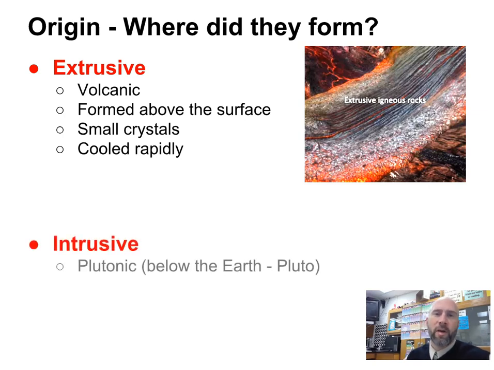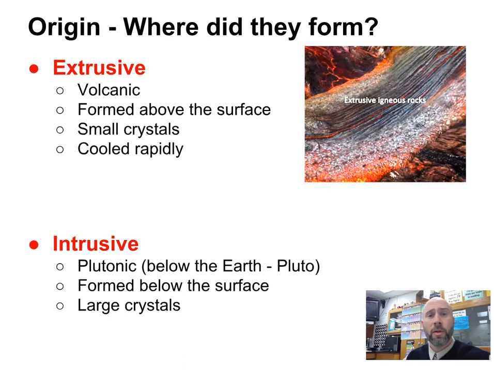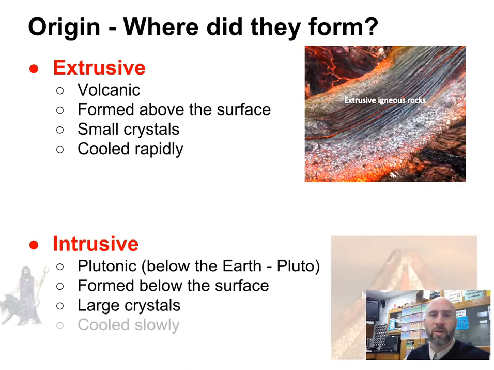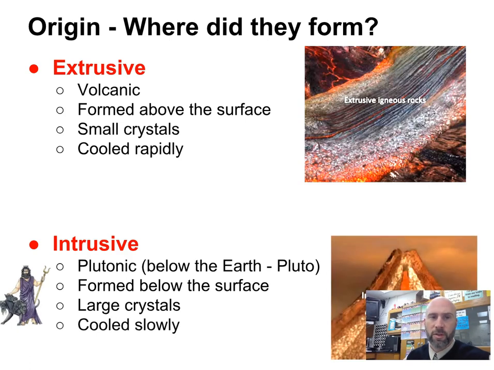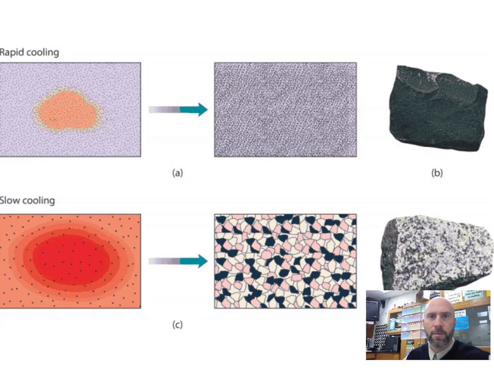Now, intrusive rocks are when magma cools inside of the earth very slowly over time. And because they form very slowly over time, that gives crystals a long time to form. So you're going to have large crystals when you have intrusive rocks. Okay, so this is giving you an idea of that process.